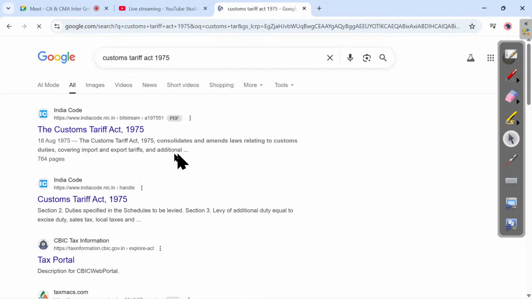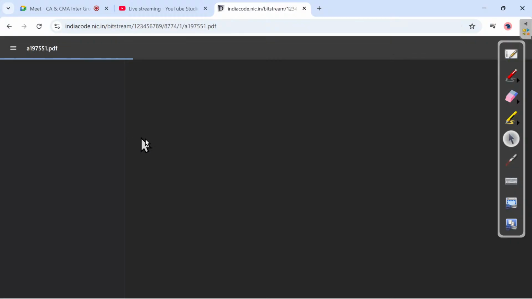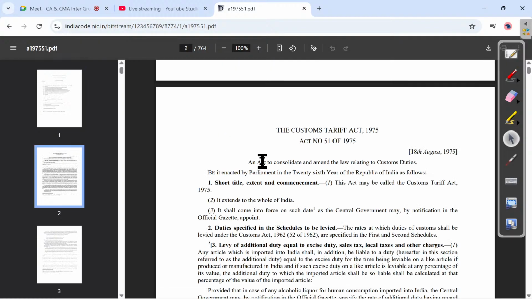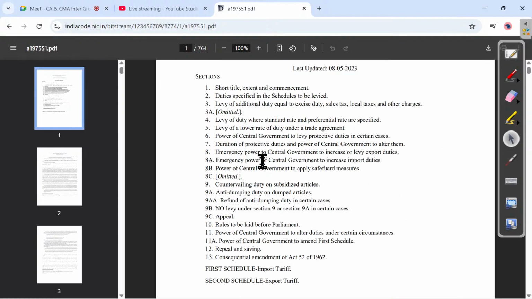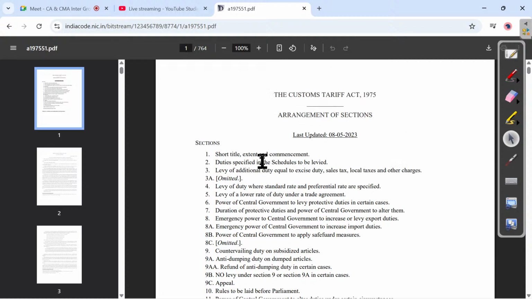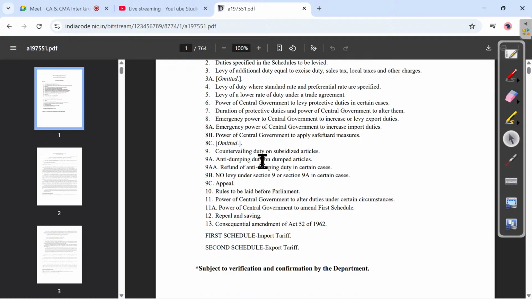For your better understanding, let's see how this works. How many sections do we have? Customs Tariff Act 1975.